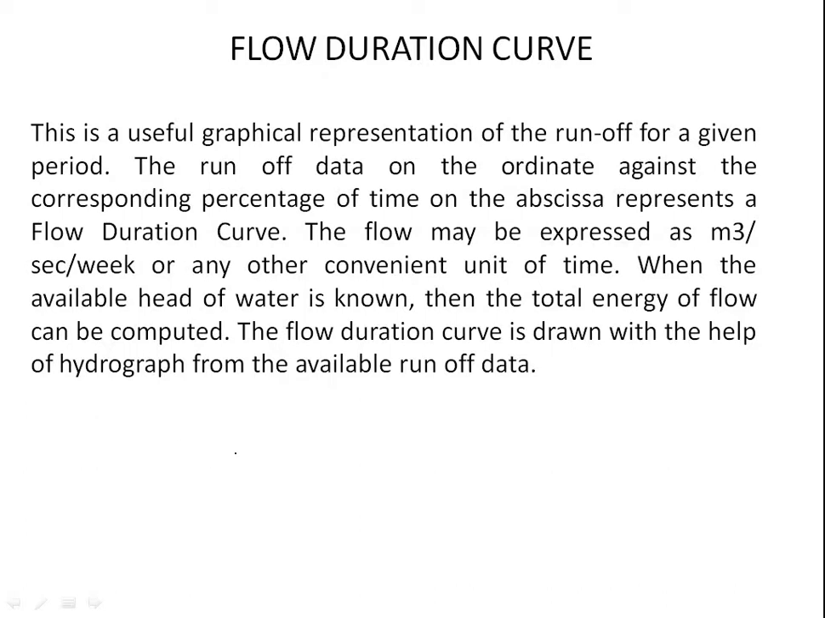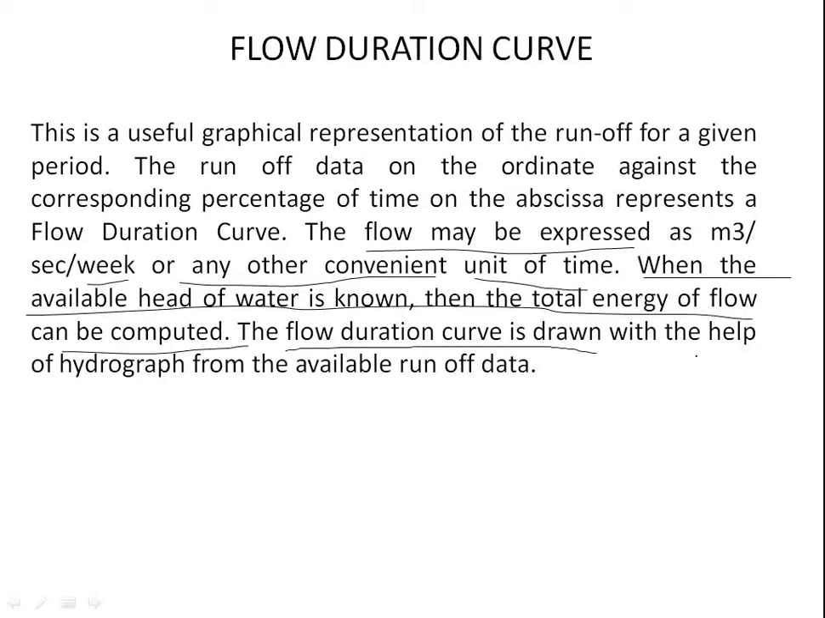The flow duration curve is a useful graphical representation of the runoff for a given period. The runoff data on the ordinate against the corresponding percentage of time on the abscissa represents a flow duration curve. The flow may be expressed as meter cube per second, per week, or any other convenient unit of time. When the available head of the water is known, then the total energy of flow can be computed. The flow duration curve is drawn with the help of hydrograph from the available runoff data.